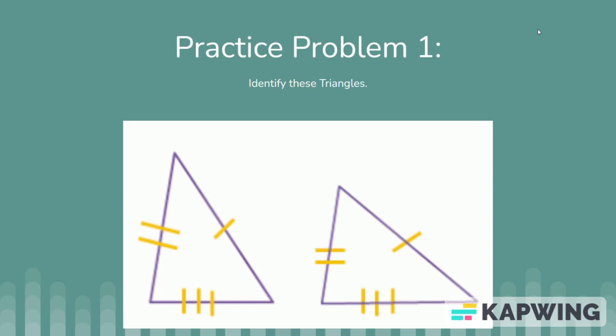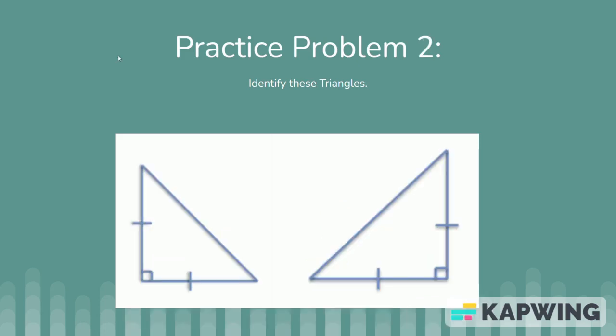Practice problem number 1. Identify these triangles. As you can see here, we're provided with two triangles that seem to have corresponding slashes on each of their sides. Therefore, we can conclude that they're equivalent. But we're trying to identify these triangles. Because the slashes are telling us each side is not equal to the others, we can identify this triangle as scalene.